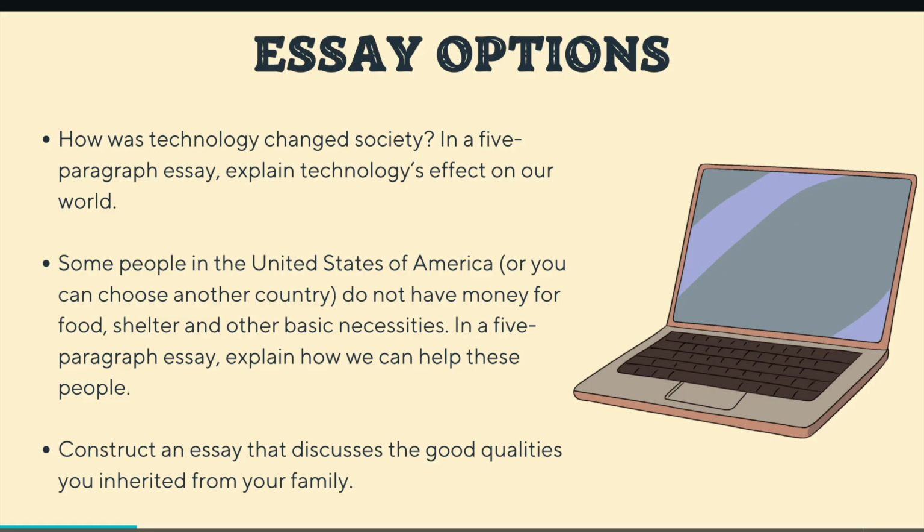Option 2, some people in the United States of America, or you can choose another country, do not have money for food, shelter, and other basic necessities. In a 5-paragraph essay, explain how we can help these people. Option 3, construct an essay that discusses the good qualities you inherited from your family. You may pause this video and select an essay option. Once you're ready, continue.